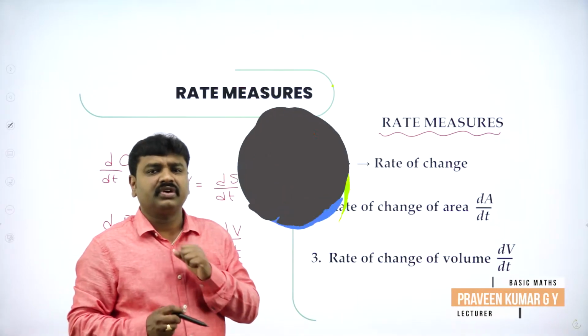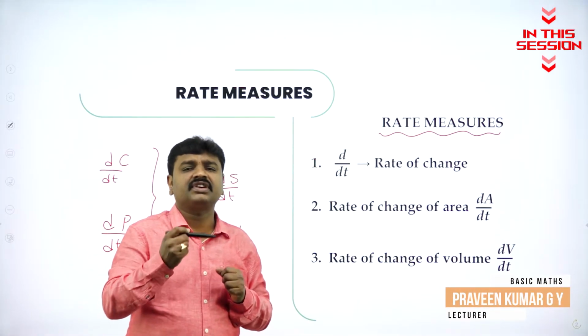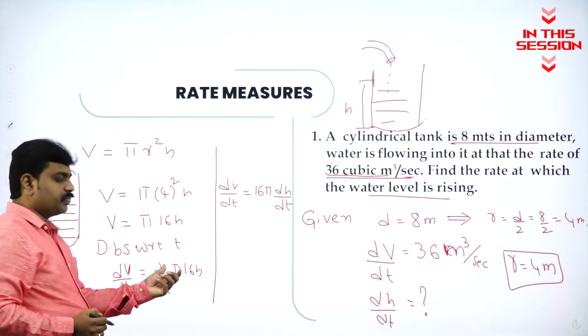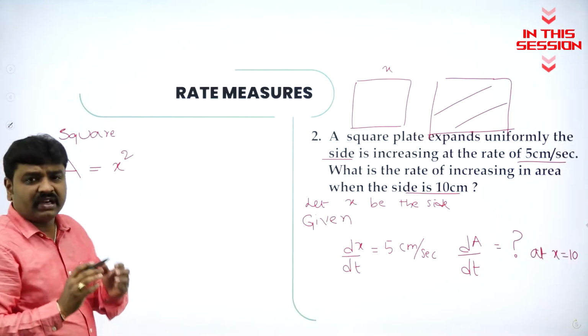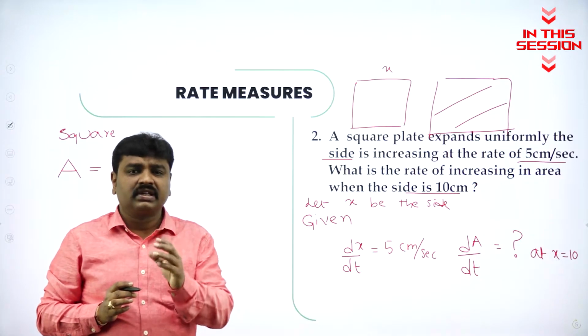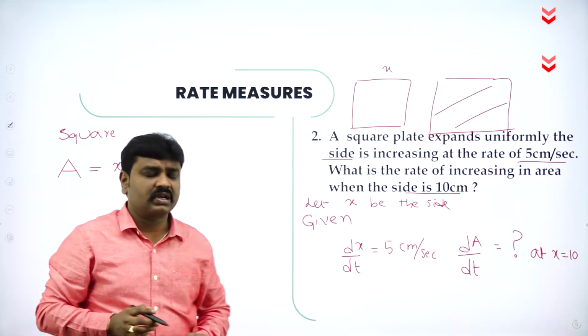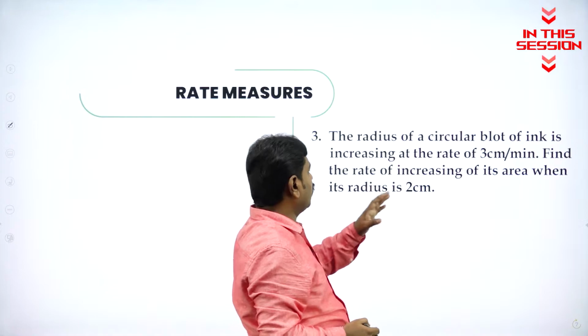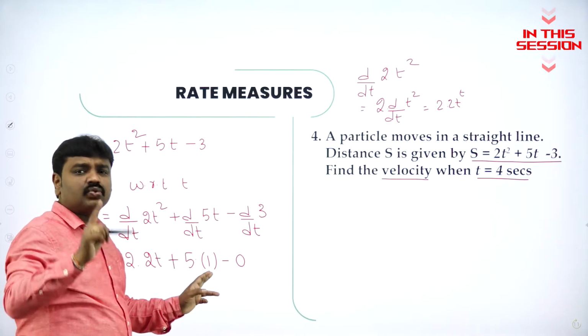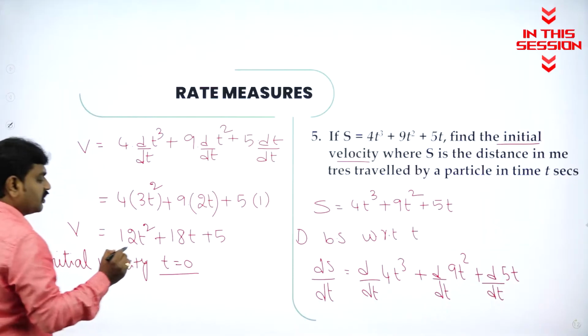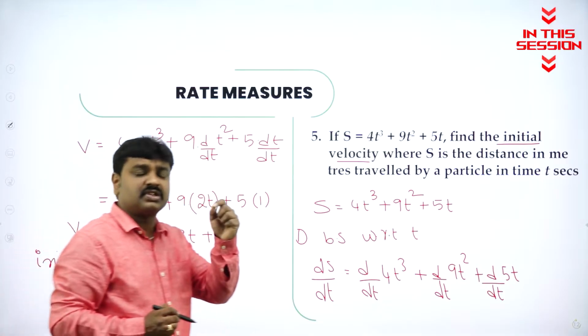So read what is given and write the relevant formula and differentiate with respect to time. 16 pi, or pi into 16, is constant, take it out, apply d by dt for h. What is the area of square? Side into side, that is here x into x, x square. The radius of circular blotting is increasing at the rate of 3 centimeter per minute. 5 constant, take out, d by dt of t is 1, d by dx of x is 1. Initial velocity means velocity when time is 0.